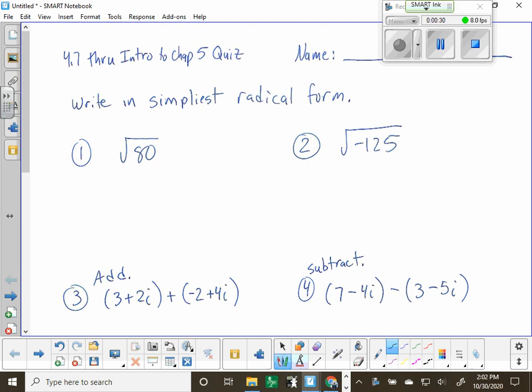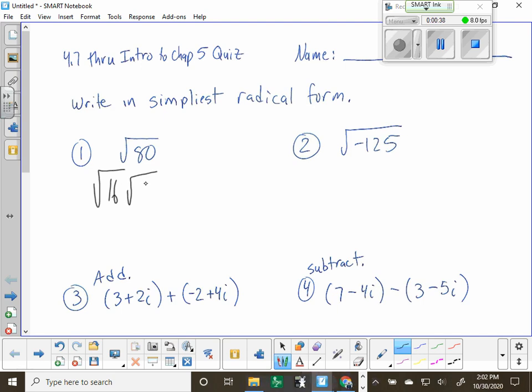So what we're going to do with this is we're going to break this up into the square root of 16 and the square root of 5. 5 times 16 is 80. So 16 is the largest perfect square that divides into 80. And then the answer is 4 radical 5.